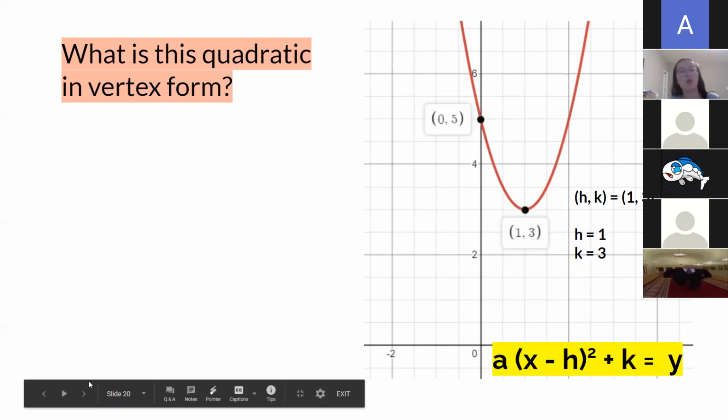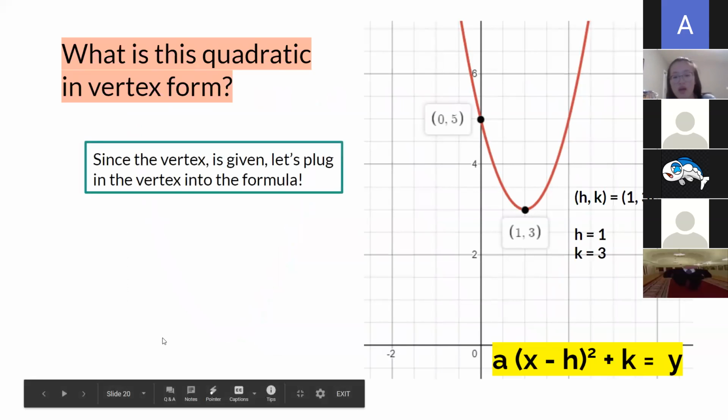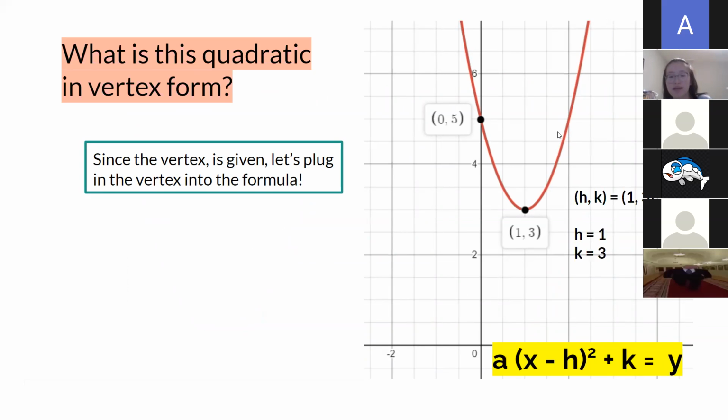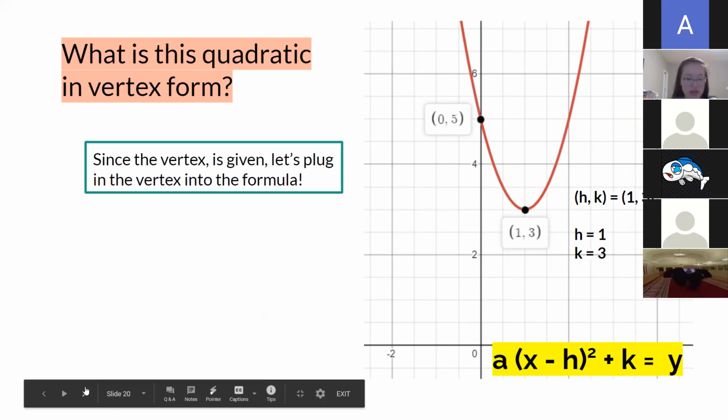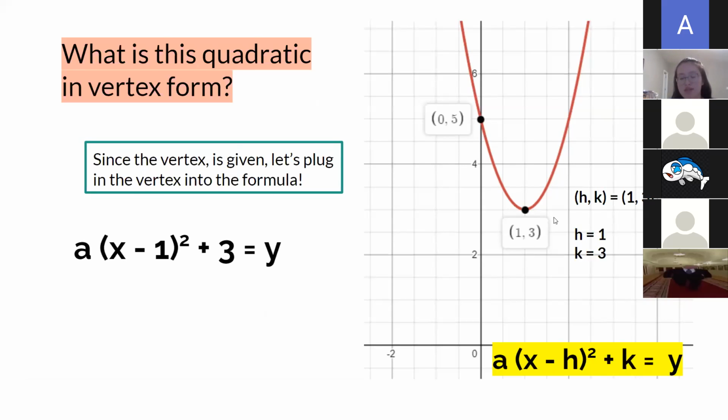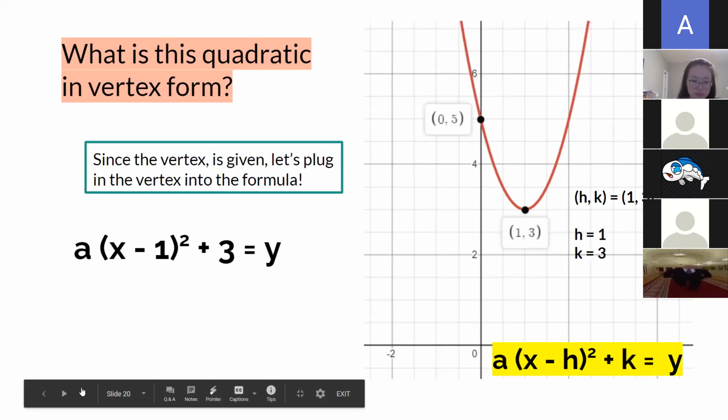Now we're going to look at a quadratic in vertex form. Since the vertex of this quadratic is graphed, all we have to do is plug in the vertex to find the equation. It's pretty straightforward because we have hk equals 1, 3, so h equals 1 and k equals 3. So it would be a times x minus 1 squared plus 3 equals y.